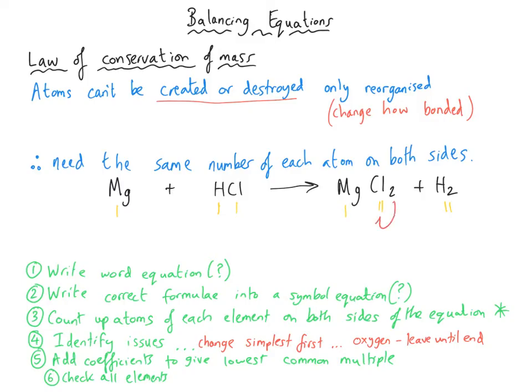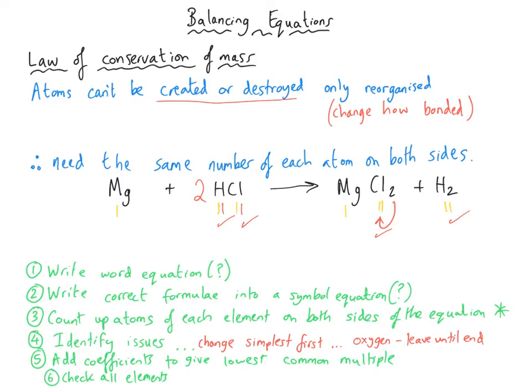Remember that 2 belongs to the chlorine but not the magnesium. And so to make it so that we've got 2 chlorine on both sides, we just put the coefficient 2 in here, and that 2 multiplies both of these elements that come after it, so we now have 2 hydrogen and 2 chlorine, which in fact is what we needed. Hydrogen, hydrogen, sorted, chlorine, chlorine, sorted.